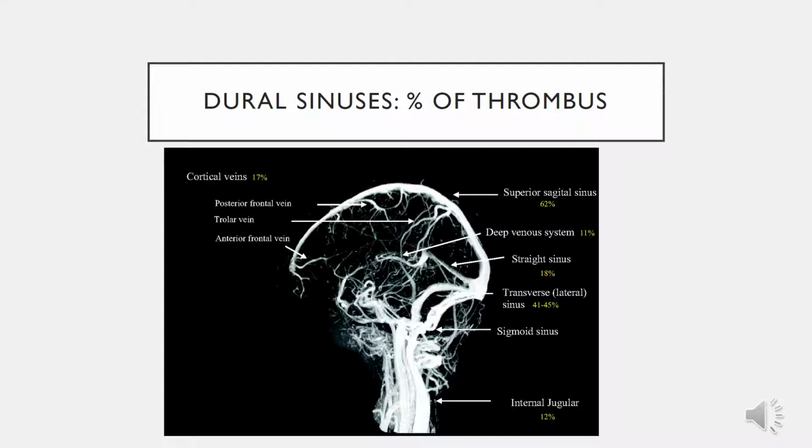So the highest risk of blood clots, of thrombi within the brain, is going to occur in our dural sinuses. And the one it's most likely to occur in is our superior sagittal sinus, our superior dural sinus.